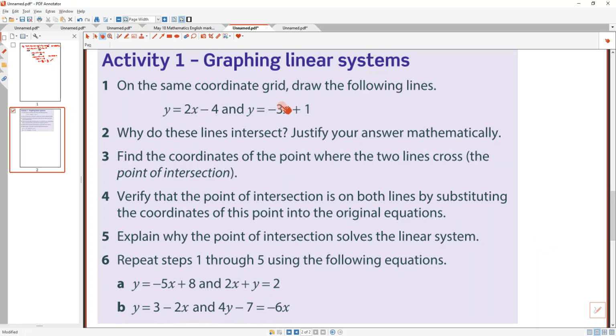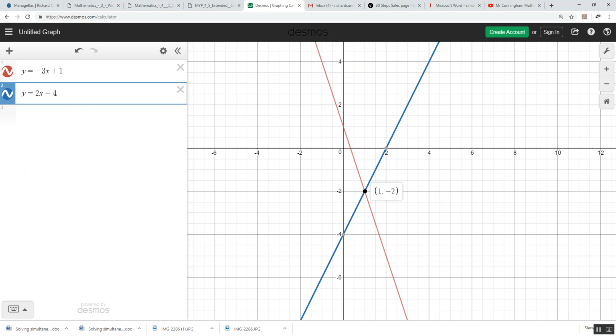This is probably the last bit of graphing you're going to do. You're going to find out where these lines intersect, and we'll work through these and do it on decimals as well. So you've all drawn these. It all looks pretty nice. There is our y equals negative 3x plus 1. Here is our y equals 2x minus 4. Did you all get the intersect where they cross at 1, negative 2?